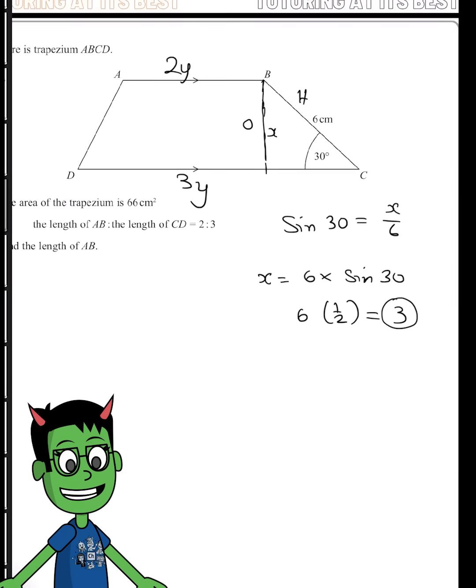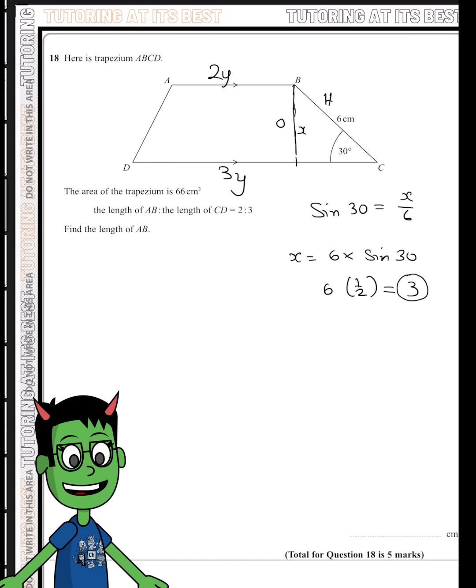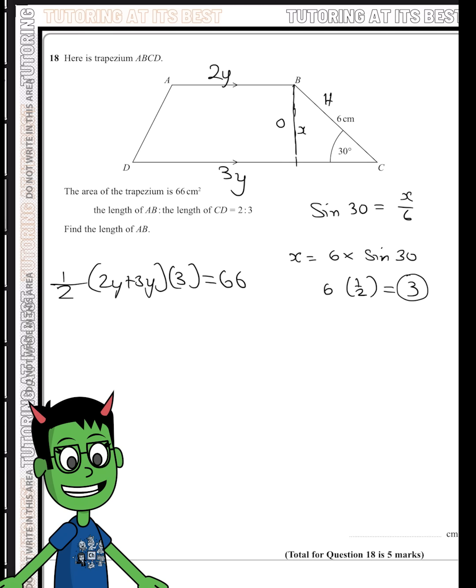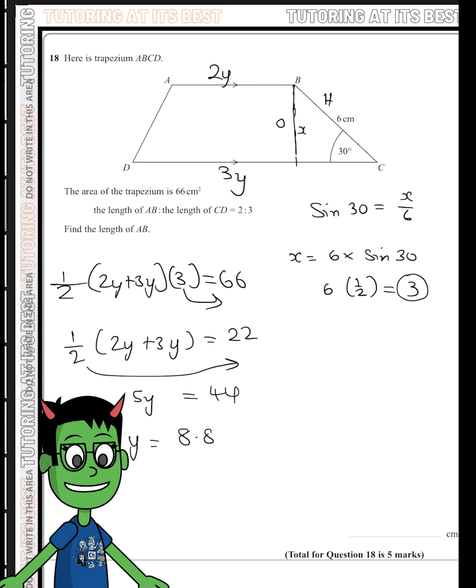But how are we going to use that to our advantage? Well, we're now going to use this for our trapezium area. So we'll have a half multiplied by 2y plus 3y multiplied by 3, and that gives us 66. We can then take the 3 over, so we have half 2y plus 3y equals 22. And then take the half over, and so we now have 5y equals 44, and y will equal 8.8. And that's from getting 44 divided by 5.